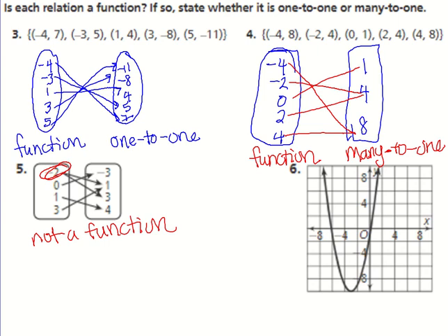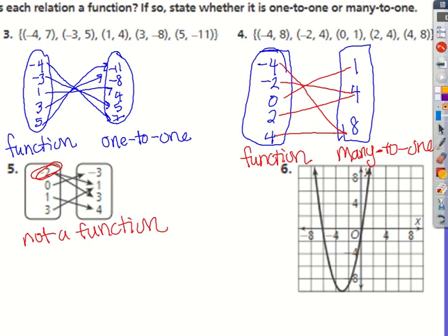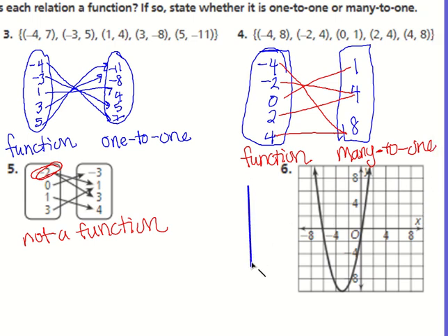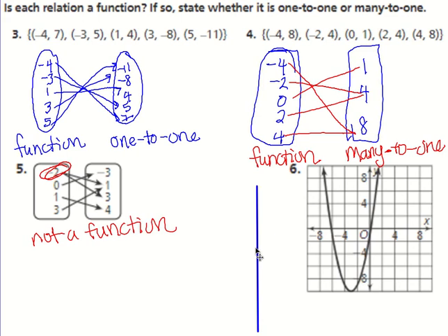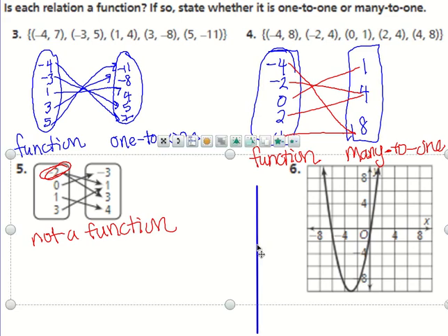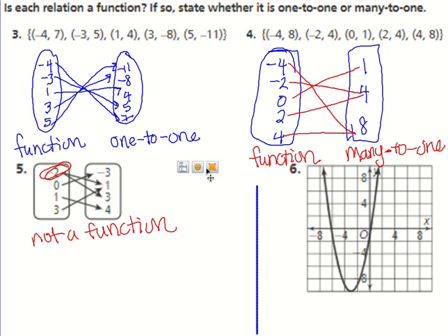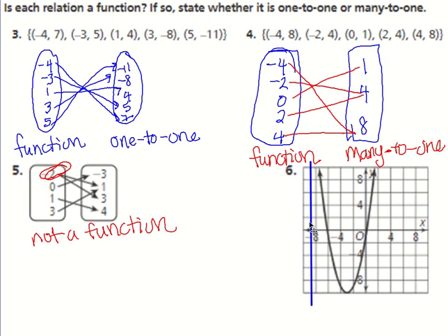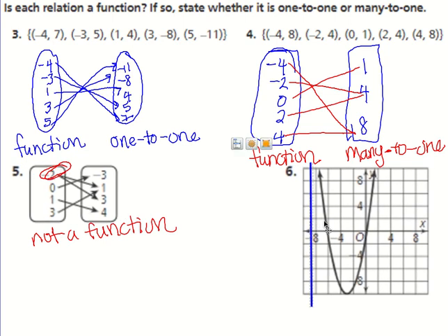Now, when it comes to a graph, the easiest way to determine if it is a function or not is what we call a vertical line. So I'm going to draw a vertical line to the best of my ability, and then I'm going to move it. It's called the vertical line test, and what you do is you basically drag your vertical line across your graph, and you want to determine if your vertical line ever hits 2 parts.